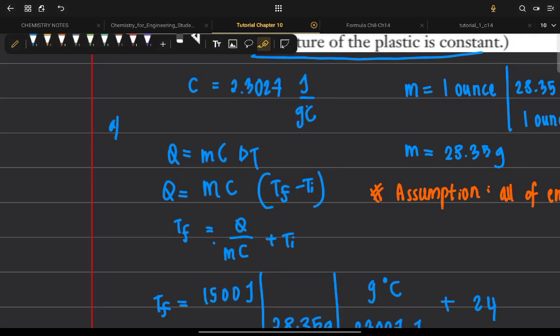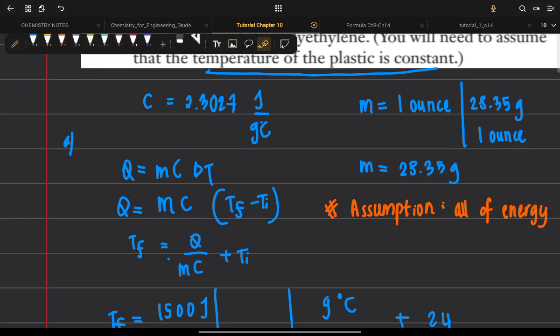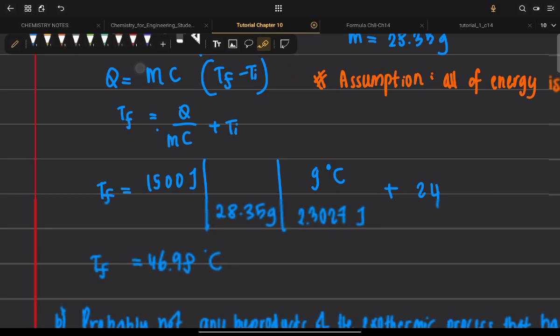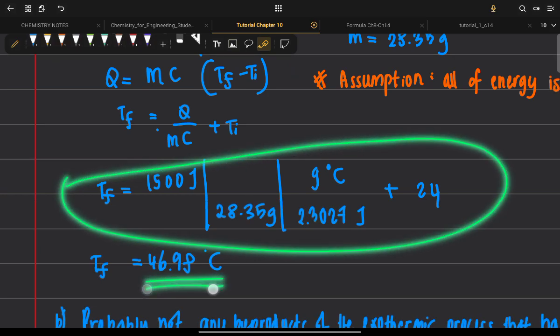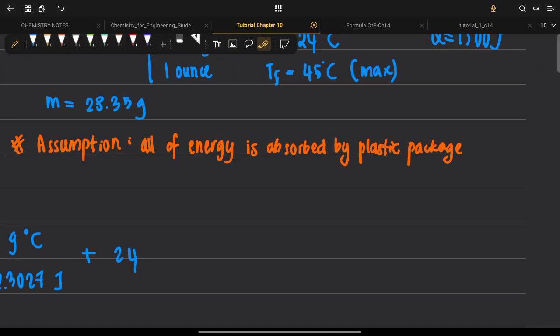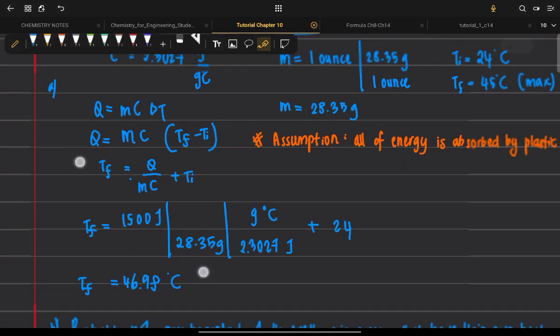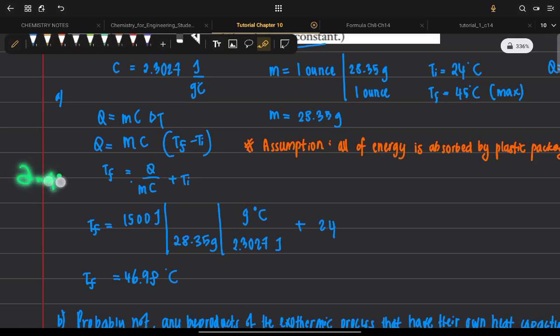So we just use Q equals MC delta T, where delta T is T final minus T initial. I rearrange the formula and got this. To make it easier, I use the method for material balance, and I got this answer by assuming all energy is absorbed by the plastic package, which is Q net equals 0. So it will be our first answer.